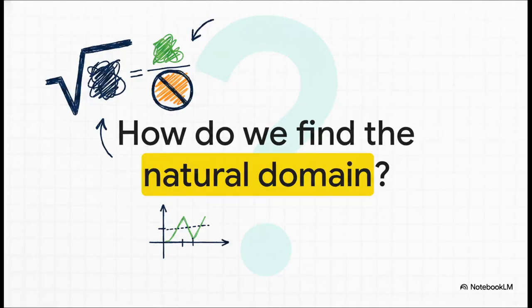Let's actually lower the pacing for just a second. We've mapped relations, tested functions, and shifted graphs across planes. But this brings us to a really critical pivot question for your exam. What happens when the algebra itself threatens to break? Like, how do we find the natural domain when a function has a restrictive feature, say a square root, or a fraction that risks division by 0?